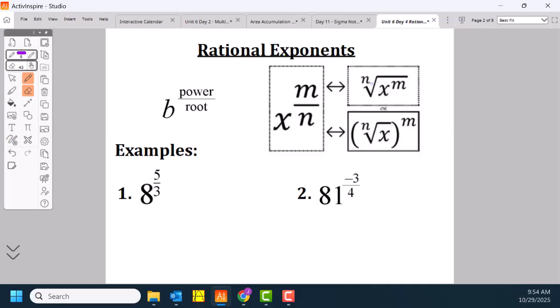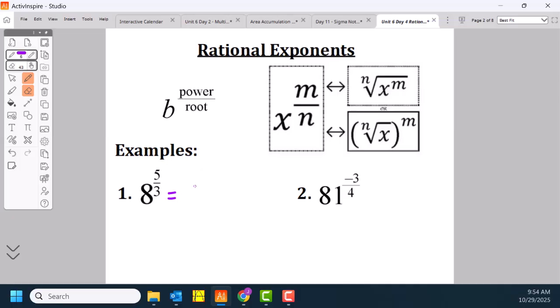Now, you have two options here. You can either write the power on the inside of the radical and the radical on the outside, or you can write the power on the outside and the radical on the inside. Both of these are mathematically the same, and in some cases it might be easier to do one or the other. For example, we have 8 to the 5/3 power here.